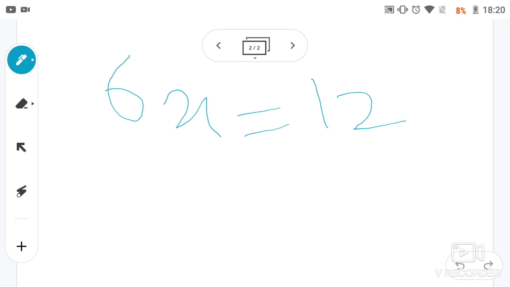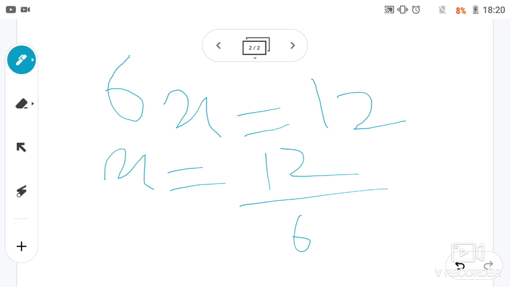As you know the rule, when we shift a number to the other side of the equation, it changes its sign. So 6 is multiplying the x here. When we shift this 6 to the other side of the equation, it will divide the 12. So it will become x is equal to 12 divided by 6.